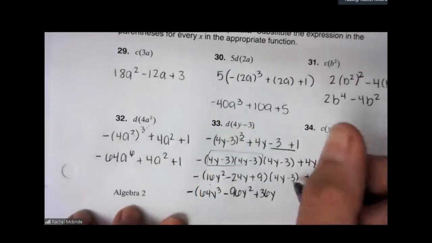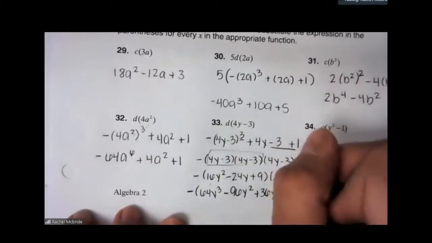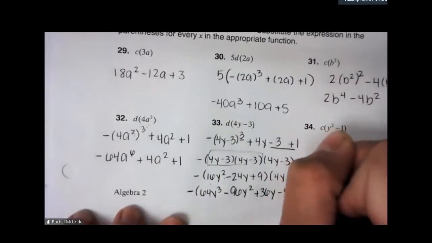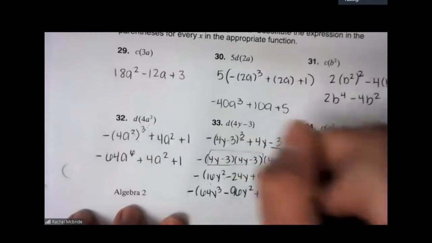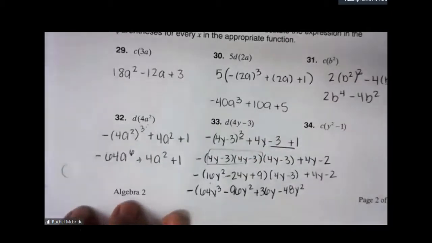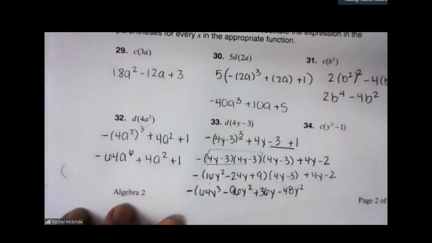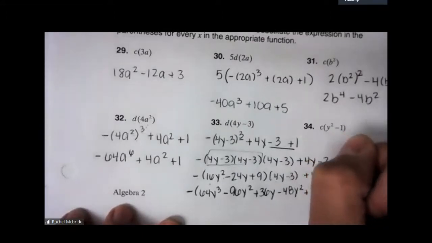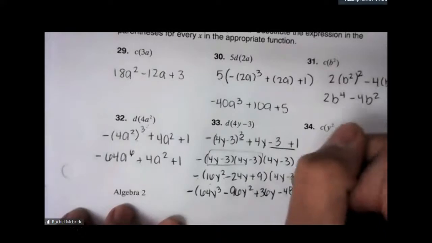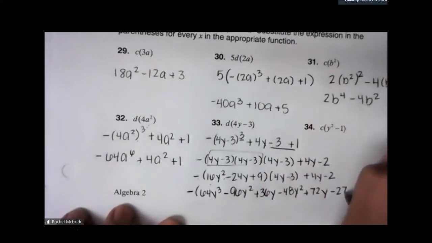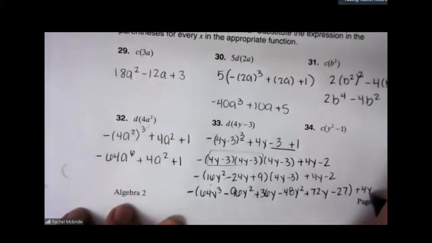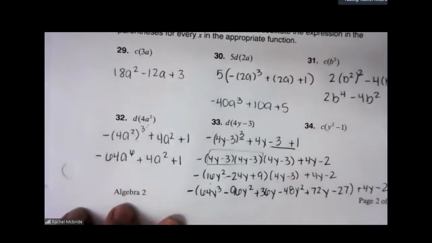And then you have to distribute the negative 3 as well. So you get negative 48y squared. Negative 3 times negative 24 is going to give you a positive 72y. And then a negative 27. And tag on that 4y minus 2.